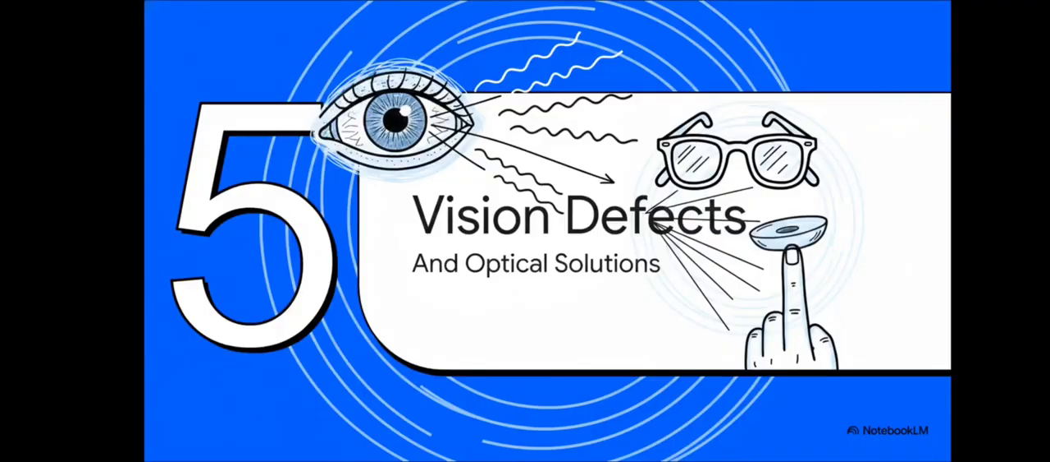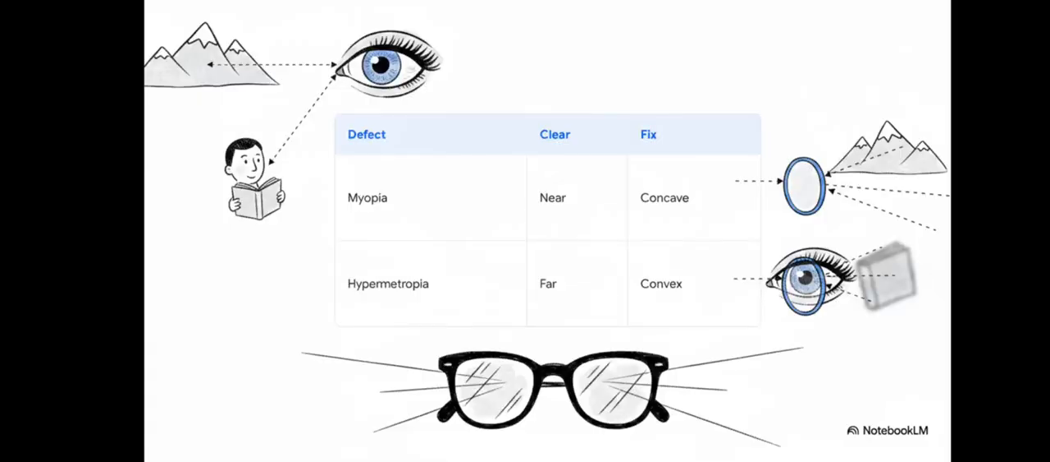Let's wrap things up with Section 5, Vision Defects and Solutions. So what happens when this incredible biological lens system struggles to focus? A healthy eye can comfortably focus on a distant mountain range and then immediately adjust to read a book held just 25 centimeters away. But sometimes the shape of the eye changes. The first common defect is myopia, or nearsightedness, where you can see nearby objects perfectly, but distant objects get super blurry. We correct this by placing a precisely curved concave glass lens in front of the eye.